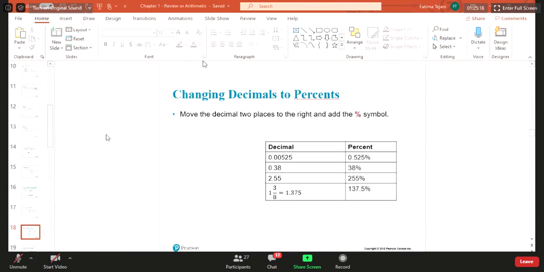Okay. Changing decimal to percentage. As I said, when changing percentage to decimal, you just have to divide by 100. When you're changing decimal to percentage, you have to multiply by 100. So if you see 0.00525, multiply by 100, and you will get 0.525.